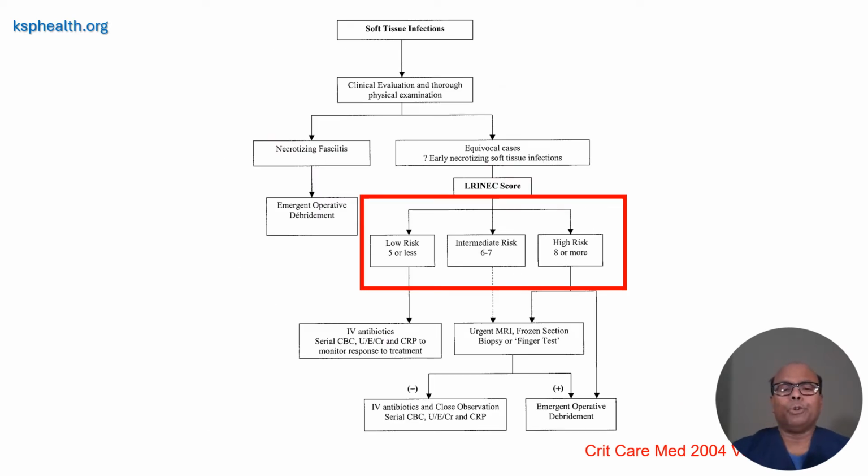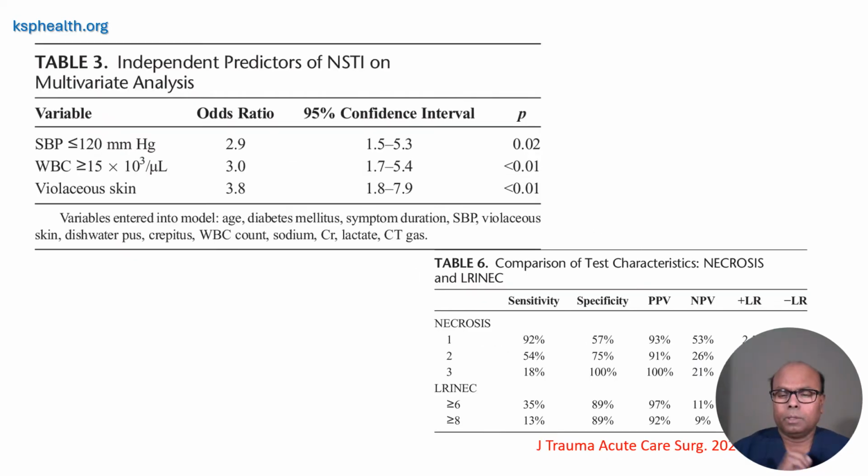This diagram shows that when it is obvious necrotizing fasciitis, the patient needs to go to emergent operative debridement. But in equivocal cases, the LRINEC helps to differentiate necrotizing from non-necrotizing. When the score is above 6, there is a high chance the patient has necrotizing fasciitis.